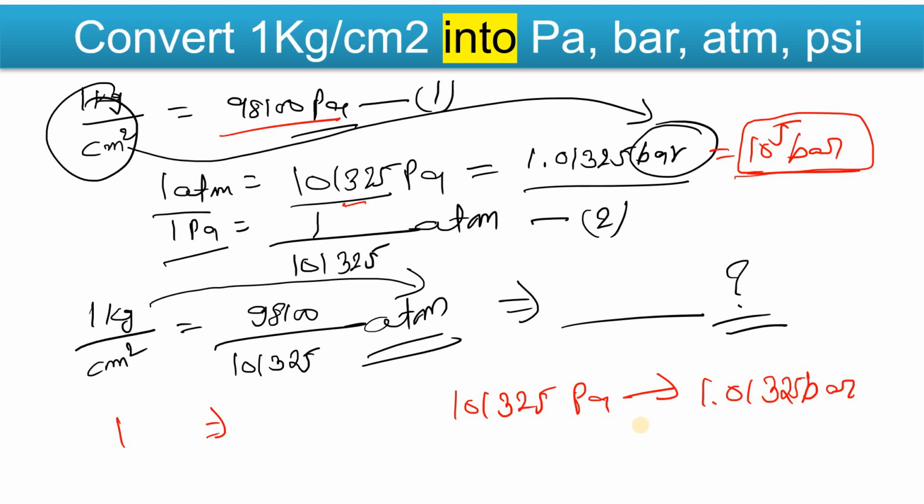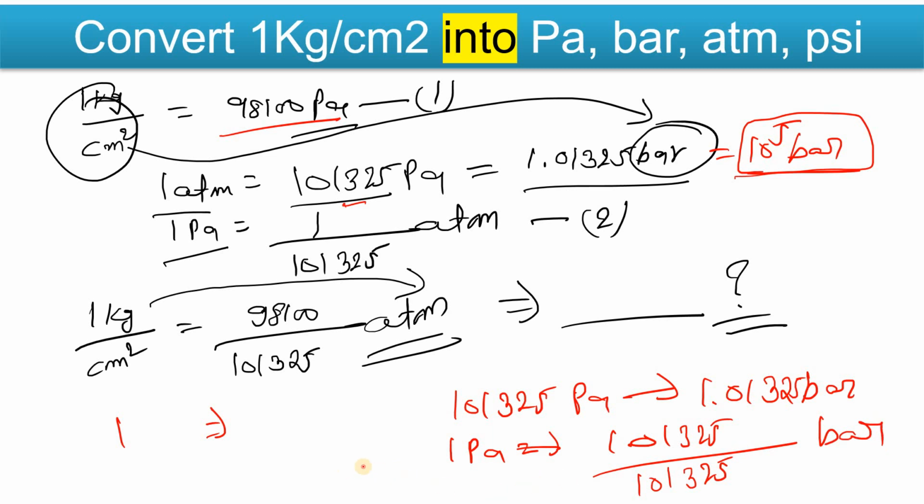1.01325 bar, right? So 1 Pascal will be 1.01325 divided by 101,325 bar. Okay, now just put this value into equation number 1 and let me know in the comments box what your answer is. Okay, so yes, the unit will be 0.981 bar. I hope you got the point.